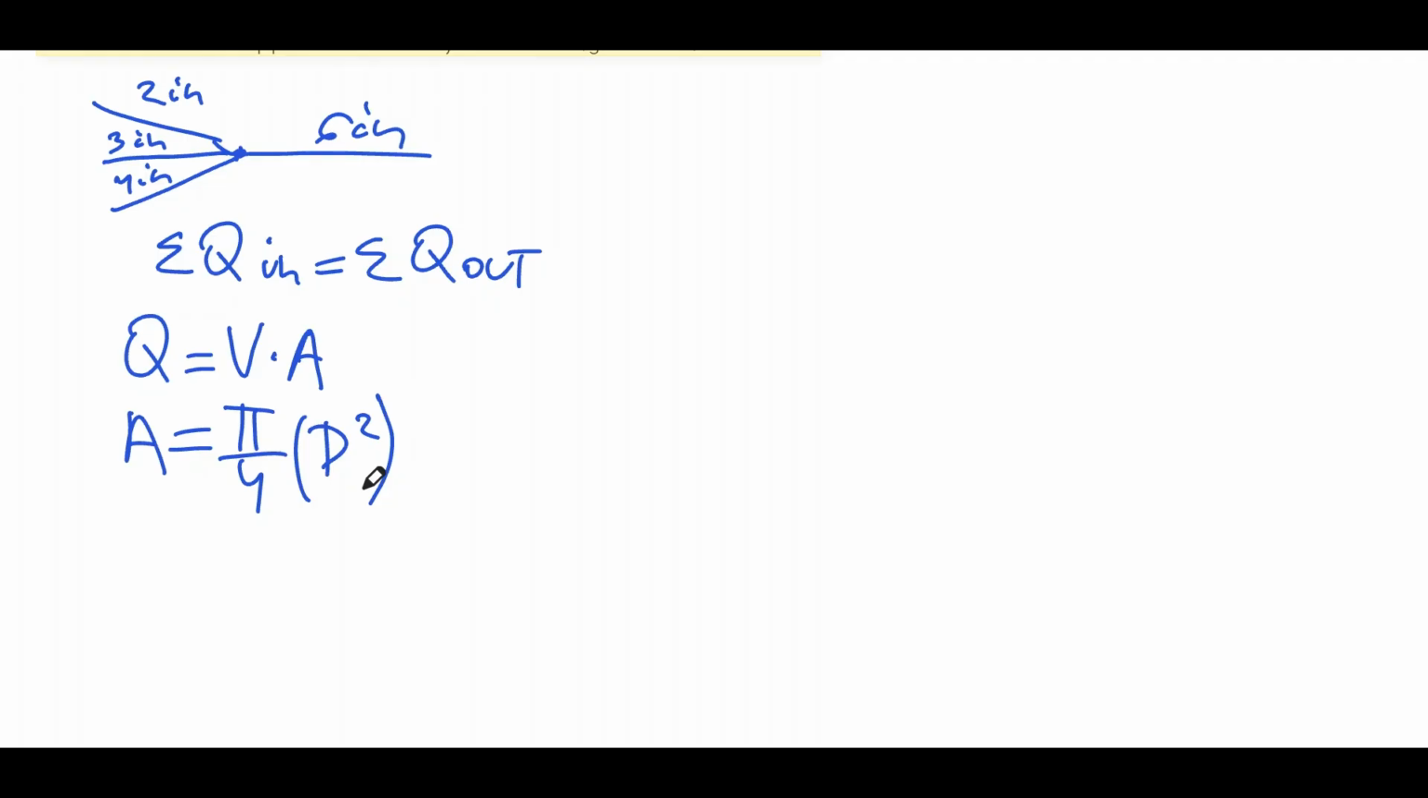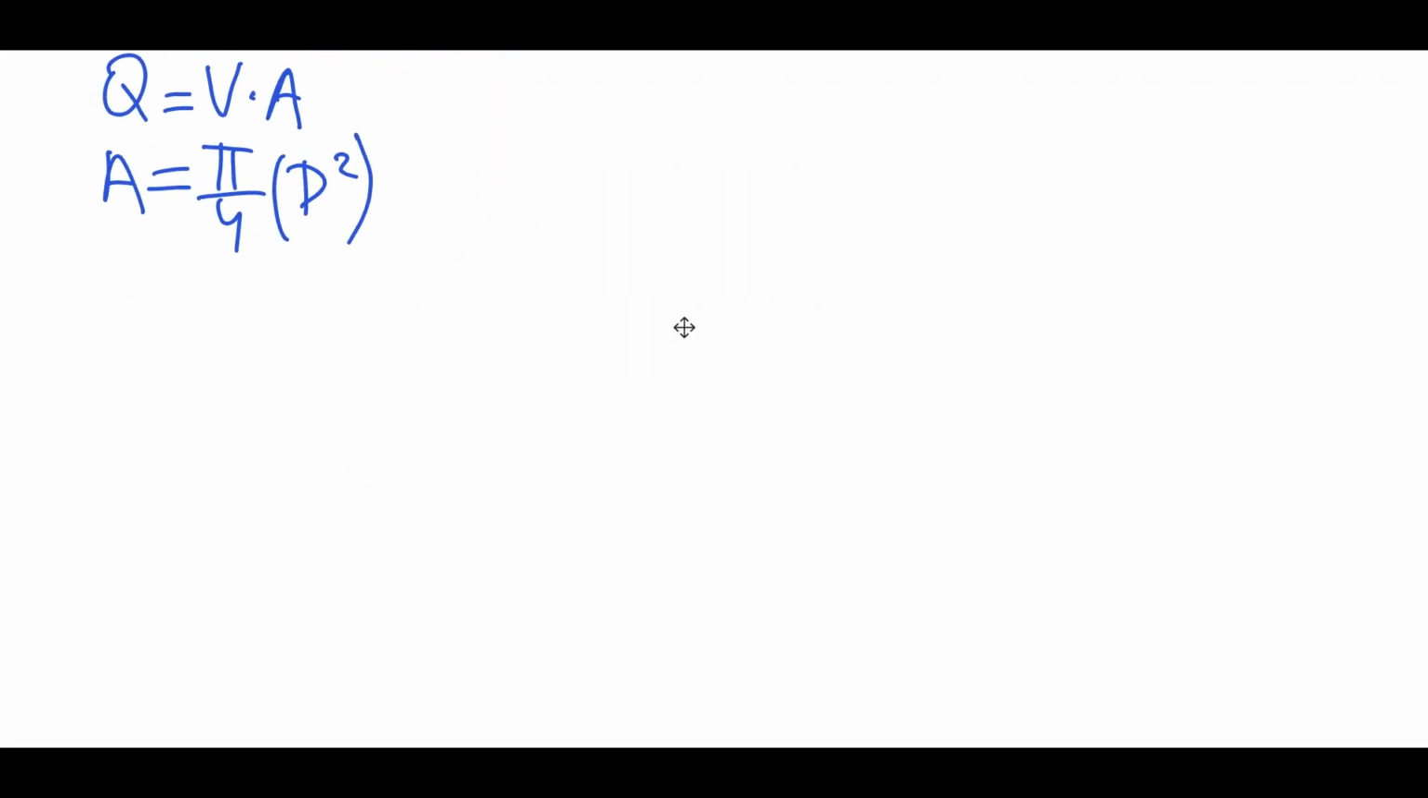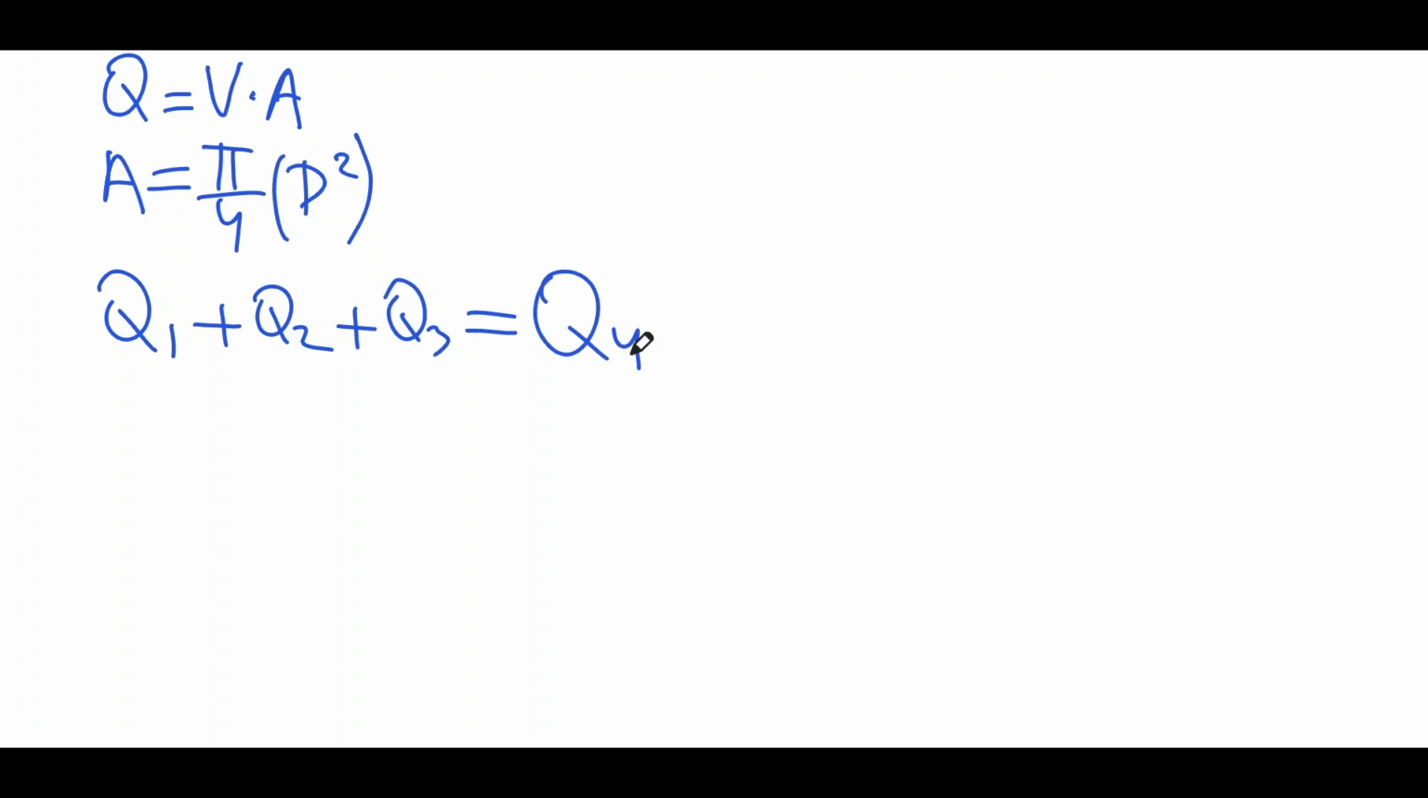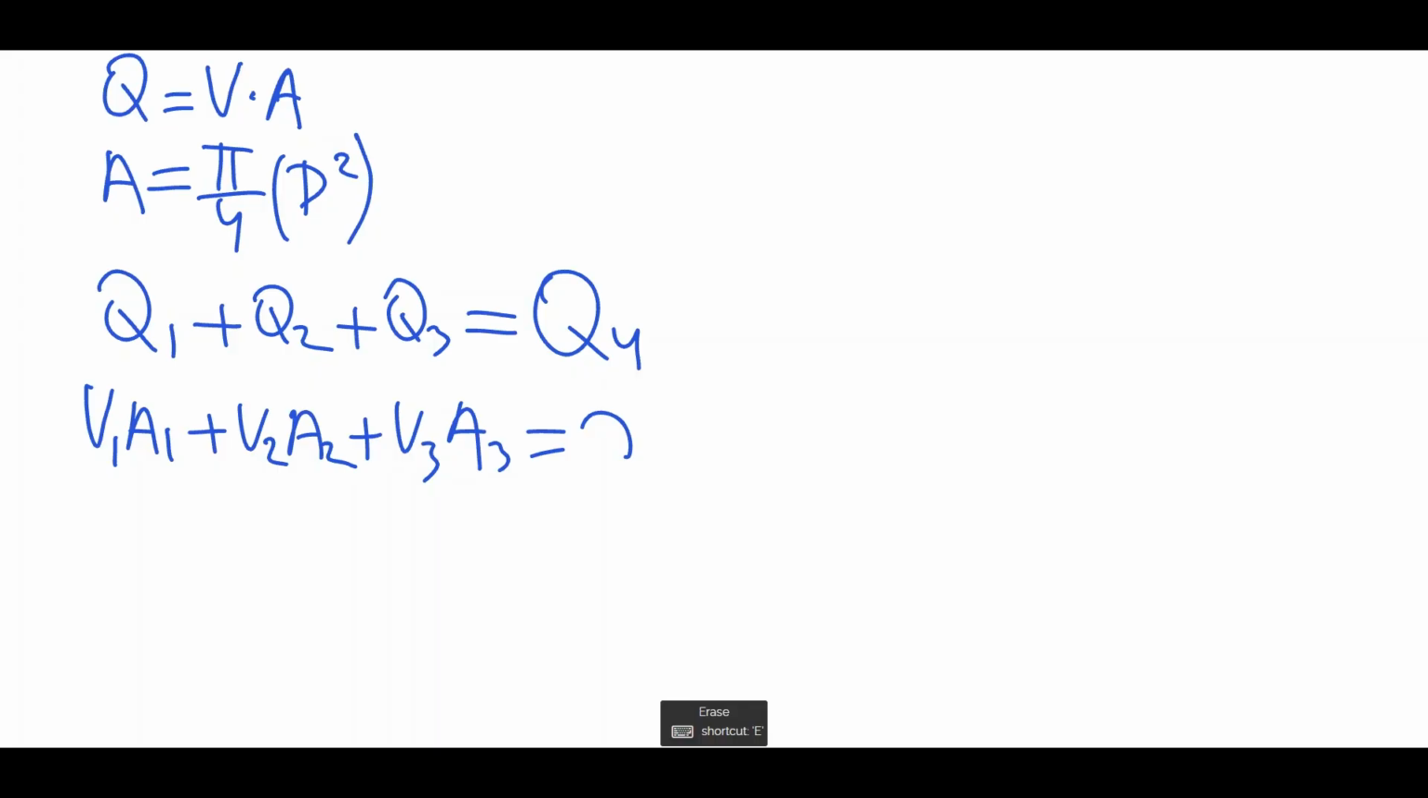So let's just break this problem down. We have volume 1, first branch, volume 2, second branch, volume flow 3, third branch, equals the water main. Let's just call it volume 4. And now for each volume, we have to multiply velocity by area. And we do this for all of them. Now you get the gist of this.